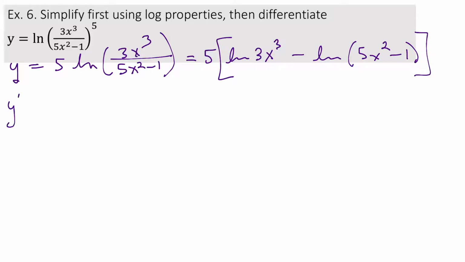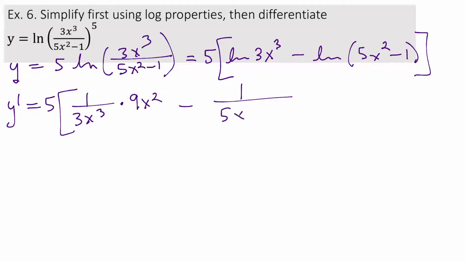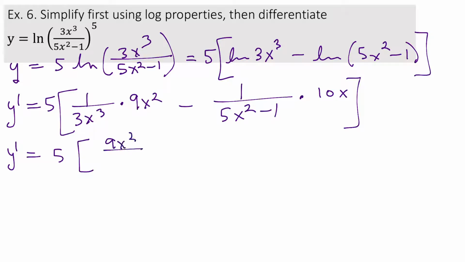So now I'm going to find the derivative. So I've got 1 over 3x cubed times the derivative of 3x cubed, which would be 9x squared. And then for the next one, 1 over 5x squared minus 1 times the derivative of 5x squared minus 1, which would be 10x. So then we just try to simplify this a little bit. 9x squared divided by 3x cubed, 10x divided by 5x squared minus 1.